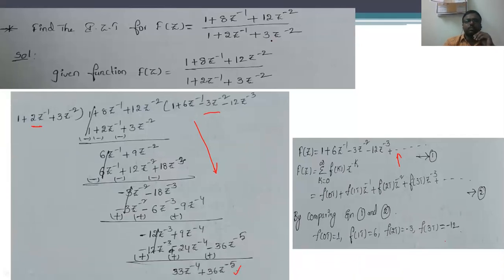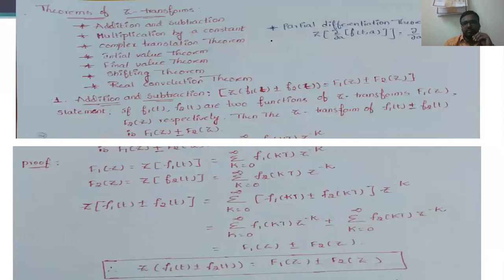Okay. So this is about the long division method. That means so far we have covered the inverse Z transform based upon the partial fraction method, residue method, and long division. These are the three methods we are going to cover. Now we are going to step into the next topic. Next topic is theorems of Z transform, or simply it is also called the properties of the Z transform.